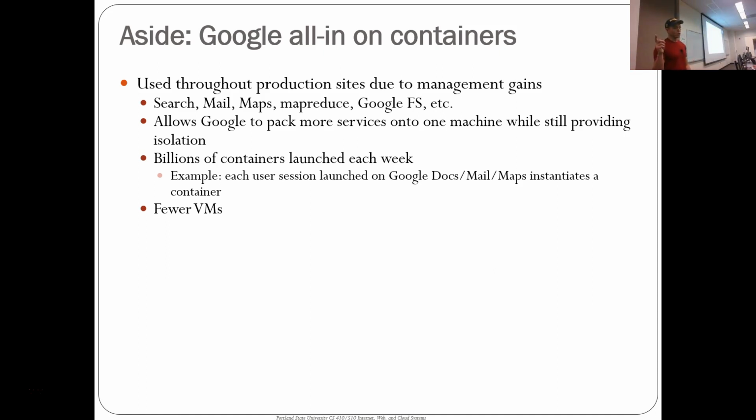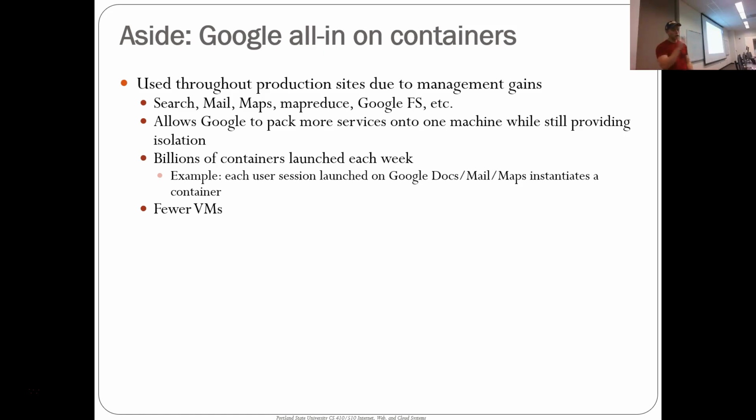This allows Google, from an infrastructure standpoint, to get away with a lot less hardware, right? If you're not running a virtual machine for each one of these sub-applications, and you can multiplex multiple containers on them instead, you save a whole bunch more money, or infrastructure costs. And the statistic is that billions of containers every week are launched on Google Cloud just for their production sites.